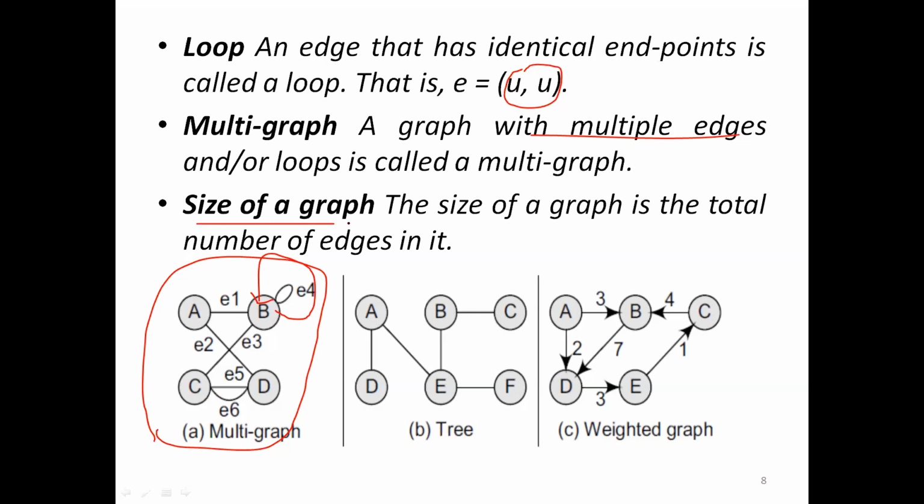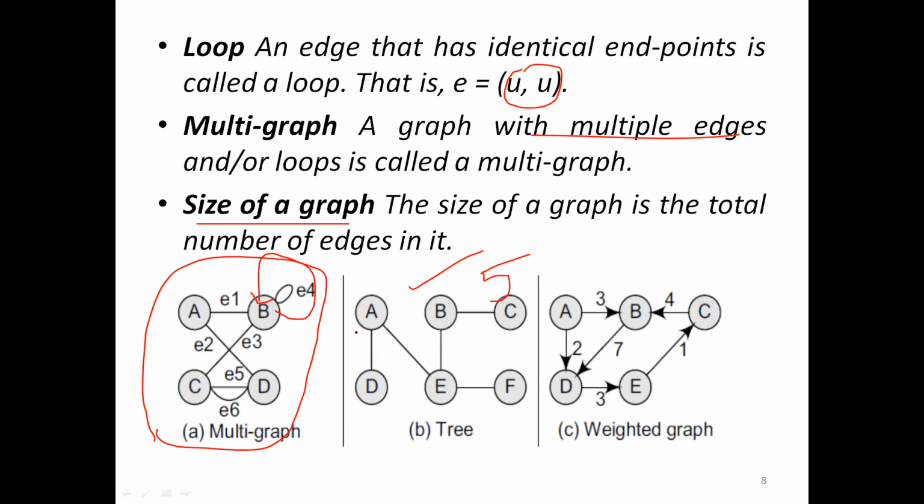Then what is the size of a graph? The size of the graph is the total number of edges in it. So when you take this one, I can call it a tree or graph, but what is the size of this graph? 1, 2, 3, 4, 5. The size of the second graph or diagram is 5. It depends upon the number of edges in it.